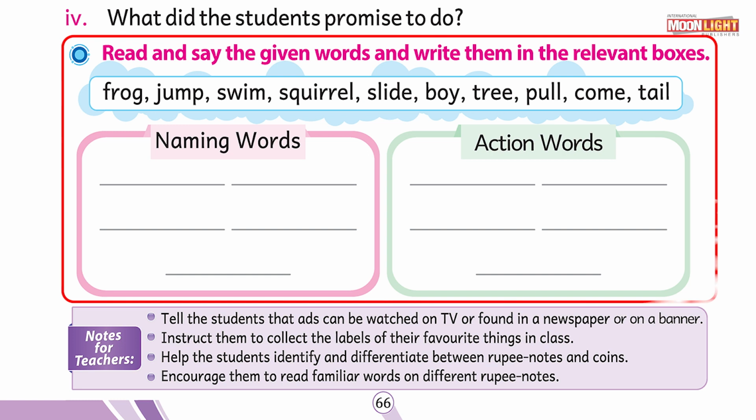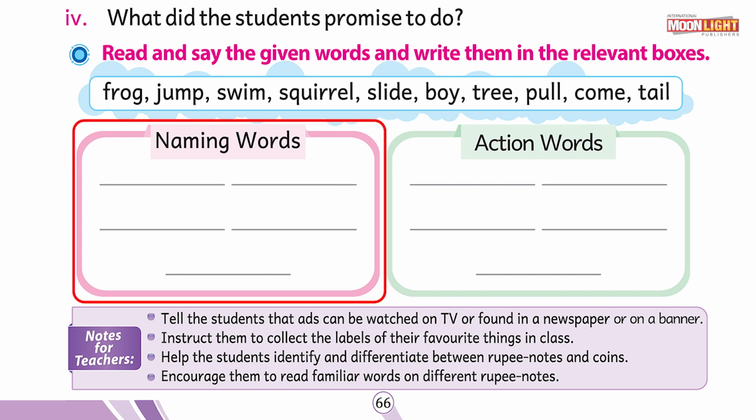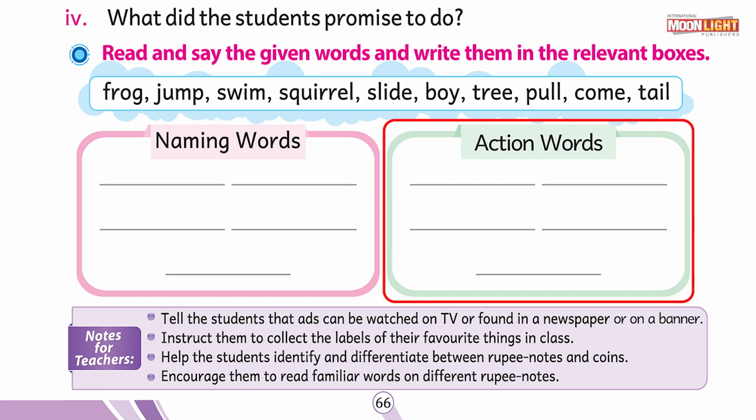We have been given a word bank. And below that word bank, there are two columns. The first column is about the naming words and the second column is about the action words.